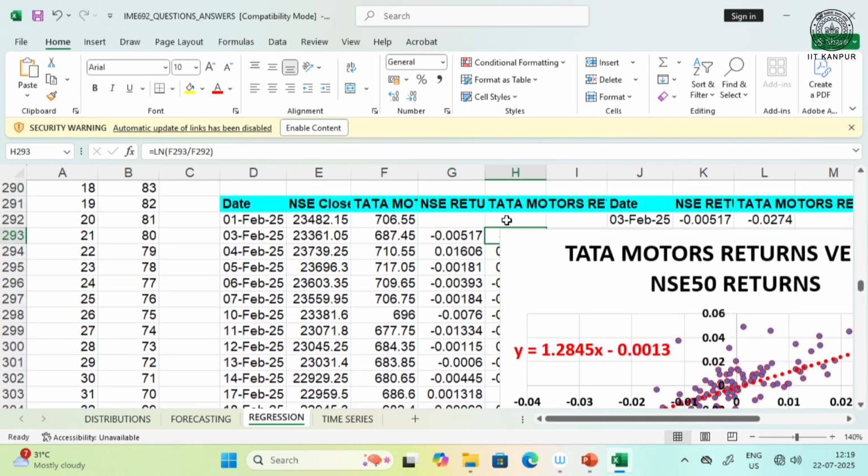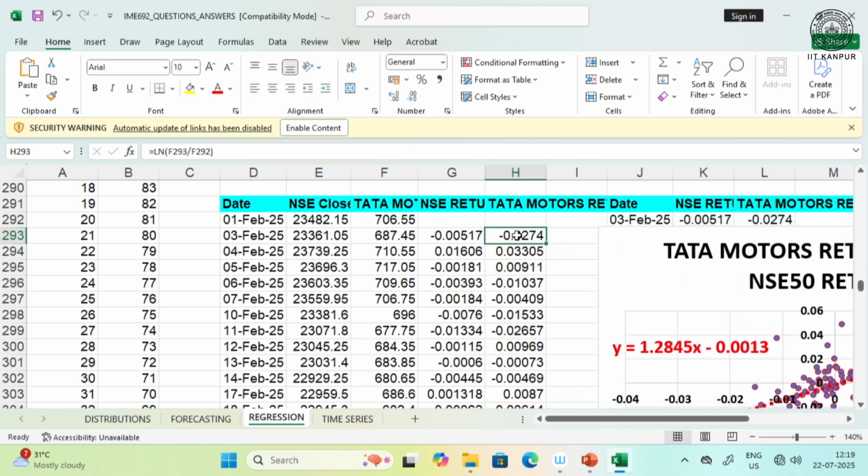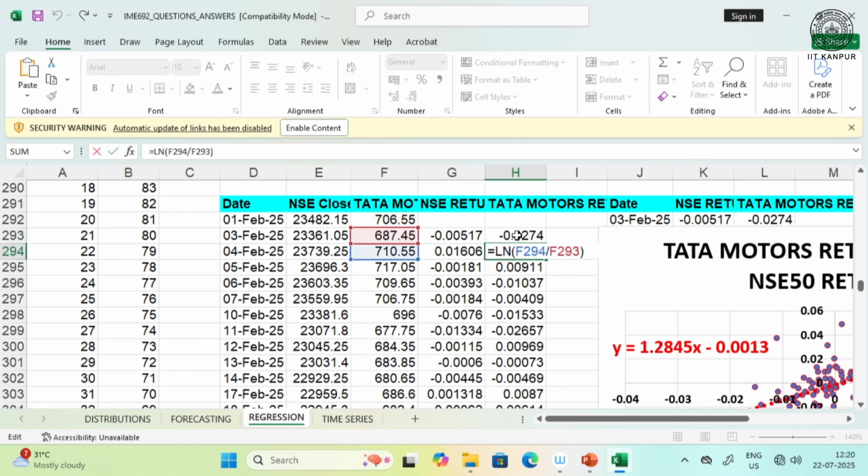Similarly, if I go for Tata Motors, I will move the graph more to the right hand side. This is given by the corresponding ratio which is given for the prices in column number F. So, the first value is ln of 687 by 706. Again, I am not reading the decimal. The next value comes out to be ln of 710 in the numerator and in the denominator 687.